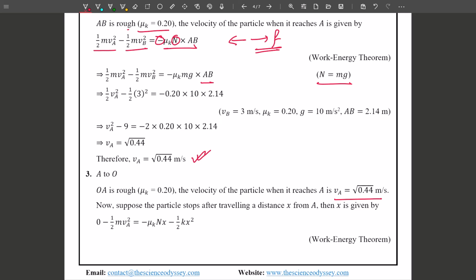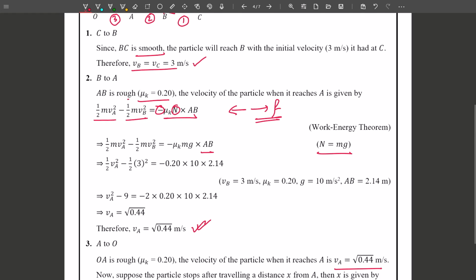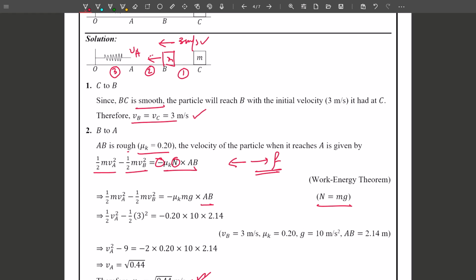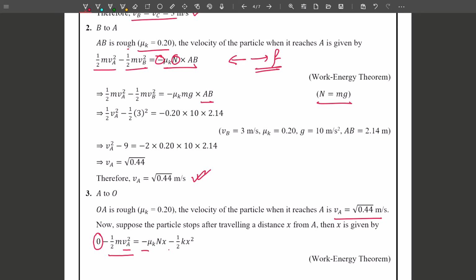So when the particle stops, the spring will be at its maximum compression. So the final velocity will be 0. This is quite clear. We have discussed this earlier as well. The initial velocity is VA, so kinetic energy is half m VA square. So who is doing work here? First of all, friction is doing work, and spring force. Spring force is in this direction and displacement is in this direction. That's why negative. Both are doing negative work here.